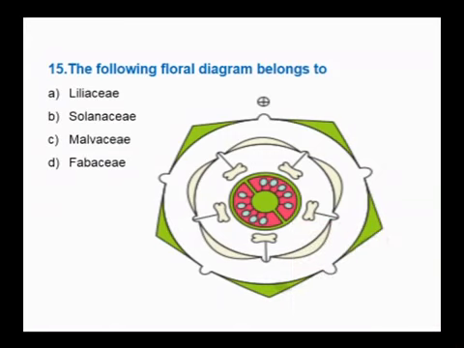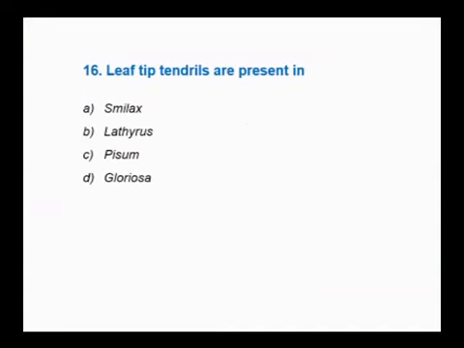This floral diagram is showing actinomorphic symmetry, 5 sepals with gamosepalous condition, 5 petals having stamens attached to it called epipetalous, bicarpellary ovary. This kind of arrangement we find in the flowers of Solanaceae. The correct option is Solanaceae.